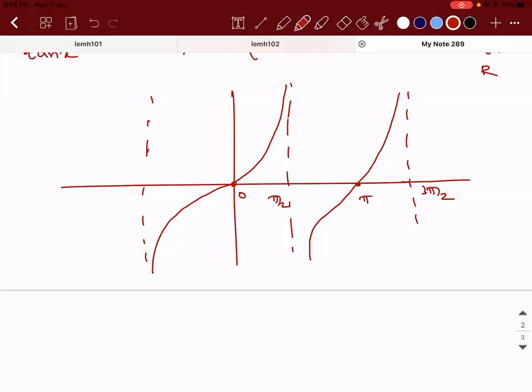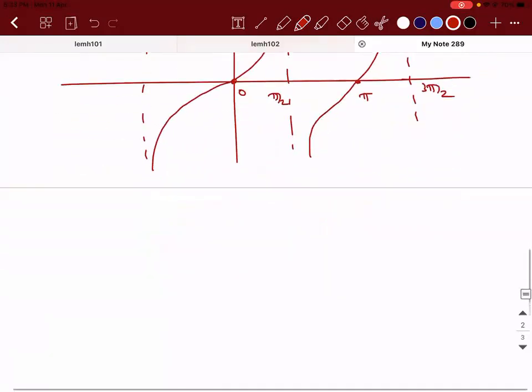But the question is, is it a 1-to-1 function or not? In the given domain, is it a 1-to-1 function? Draw a horizontal line. What is happening? It is cutting the curve at more than 1 point. So it is not a 1-to-1 function. So to make it a 1-to-1 function, what are the restrictions you can create on the domain?